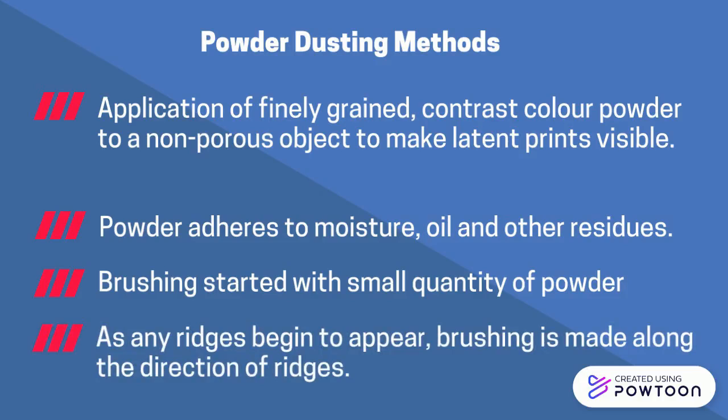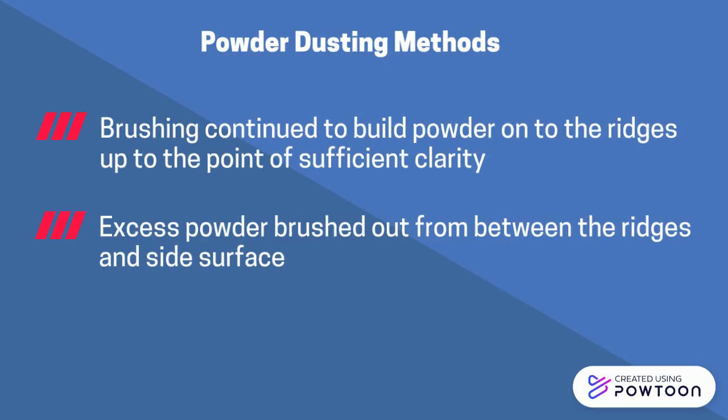As any ridge begins to appear, brushing is made along the direction of the ridges. Brushing is continued to build powder onto the ridges up to the point of sufficient clarity. Excess powder is brushed out from between the ridges and the side surface.